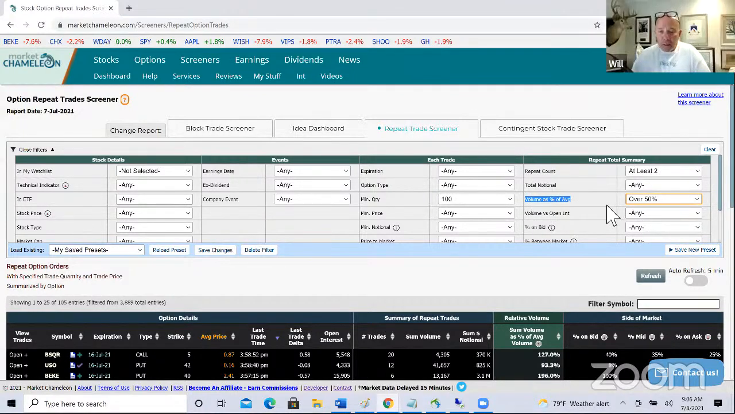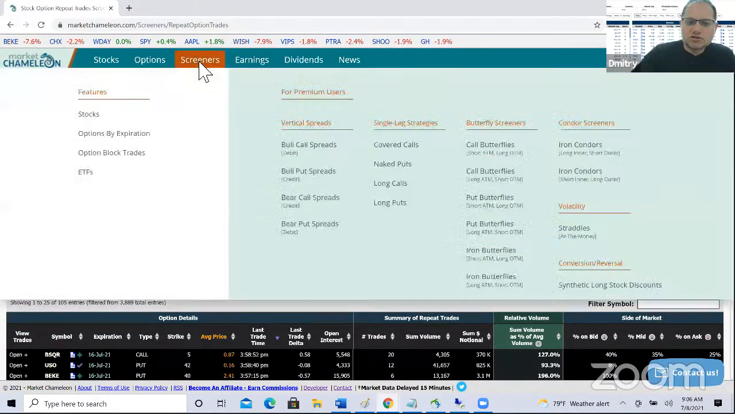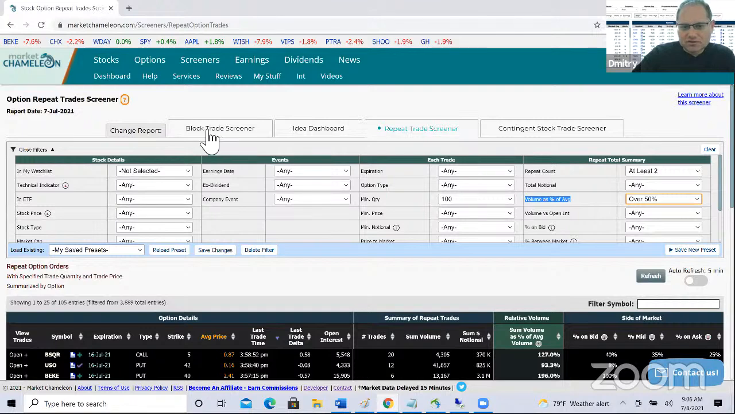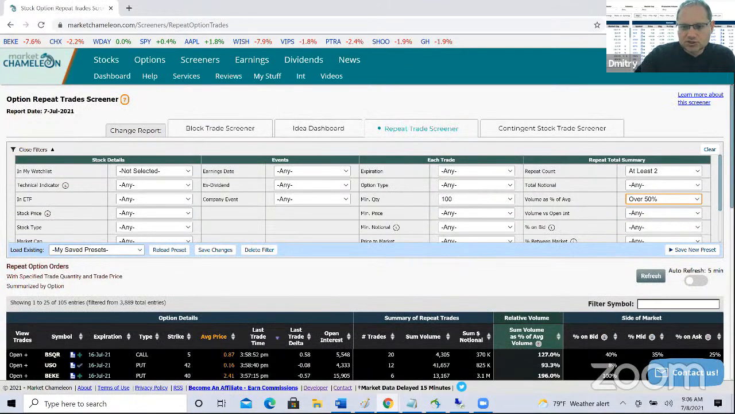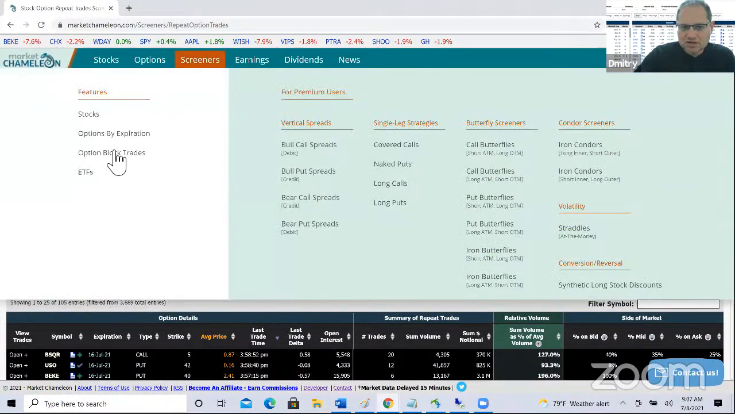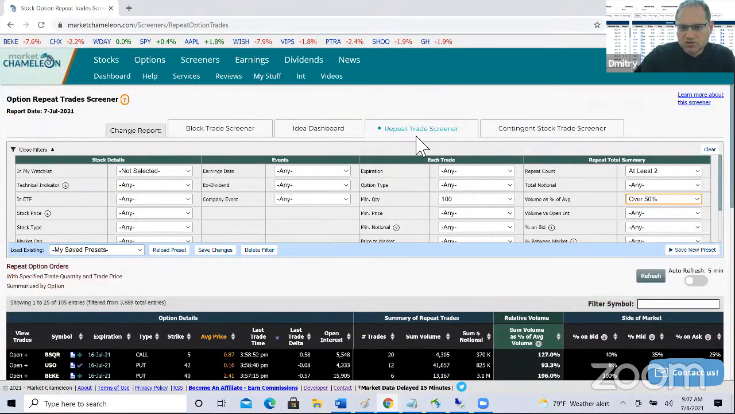I apologize. Some people came late and they just wanted to know how you get to this page again. Okay, so under screeners, you go to option block trades. Once you hit option block trades, you're going to default to the option block trade. When you're in here, you have these different tabs that you could switch to. I'm on the repeat trade screener right here. So that's how you get it: screeners, option block trades, repeat trade screener.